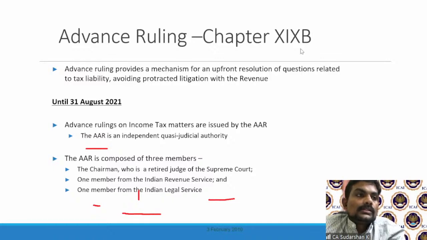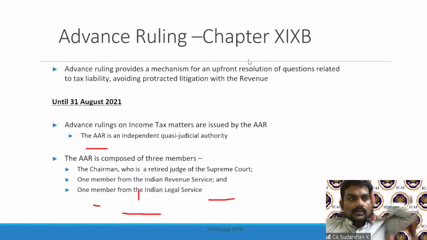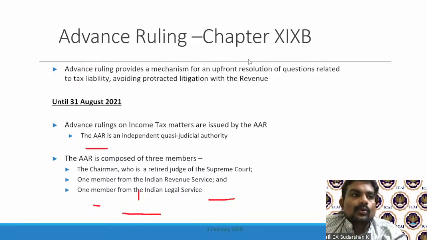And some of the judges who came in were retired High Court, Supreme Court judges, and there were some really wonderful judgments. Clarity came in. Advance ruling was extremely helpful especially for foreigners who wanted to do business with India, because they get to know in advance what is the amount. But unfortunately, what happened over a period of time, the appointments to this authority for advance ruling, which had to be a retired judge of the Supreme Court.